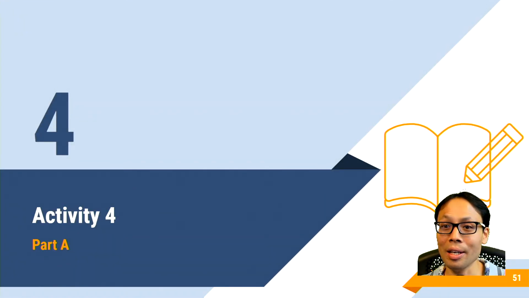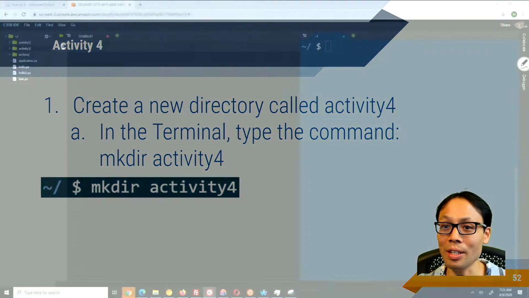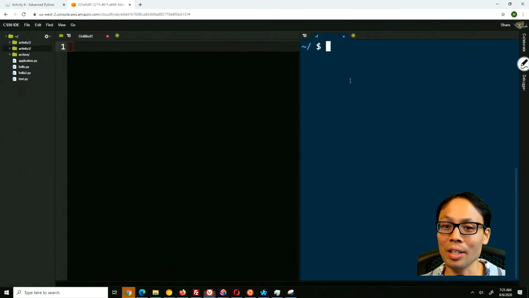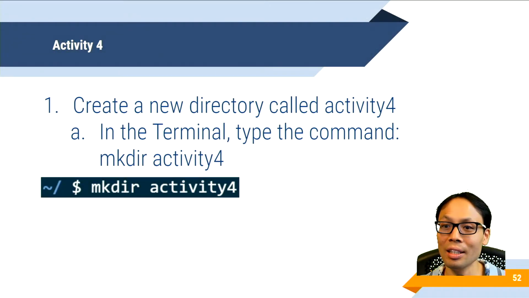Alright, so that brings us to activity 4, part A. What I'd like you to do is, first off, create a new directory called activity 4, and in the terminal type the command mkdir activity4. So I'm just going to go over to my CS50 IDE over here, and let's go ahead and type that command here. So again, mkdir activity4, like that.